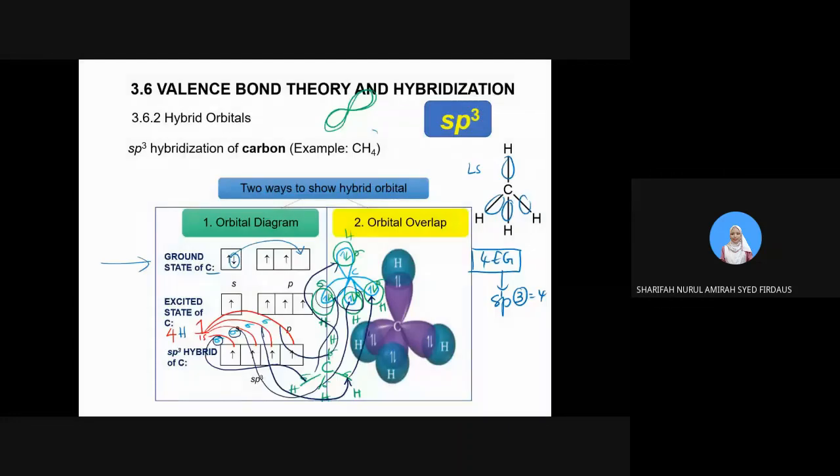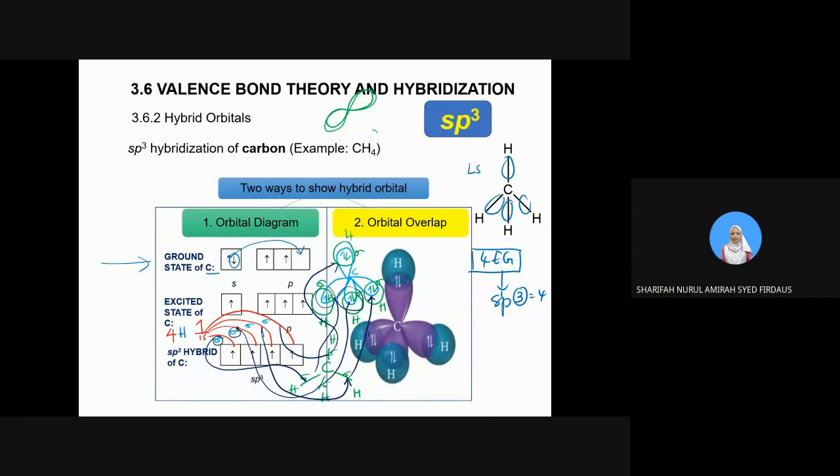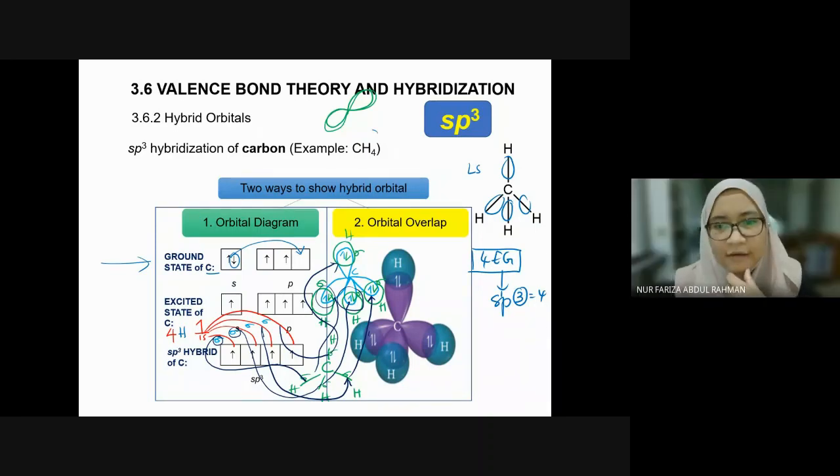Madam, kiranya Lewis structure tu kita lukis 2 kali ke? Sorry? Yang Lewis structure tu kena lukis 2 kali ke? Tak adalah, yang bawah mana yang ni? SP3 tu. Satu kat sini. Taklah, Lewis structure, saya alihkan dia dekat sini so that it is closer.